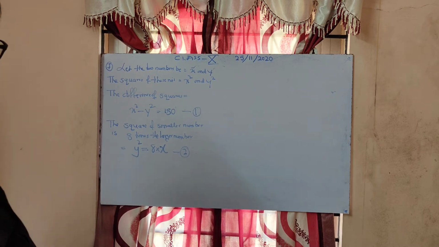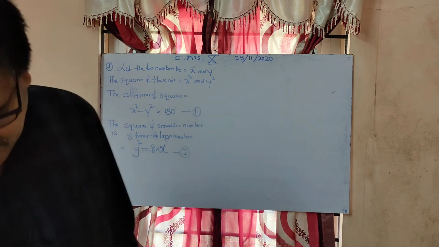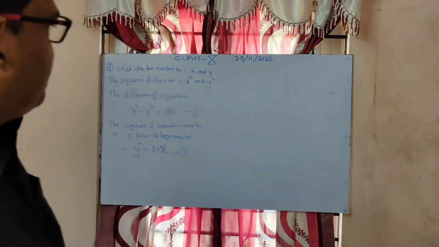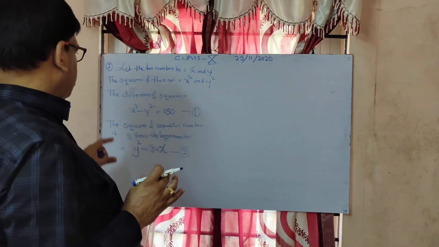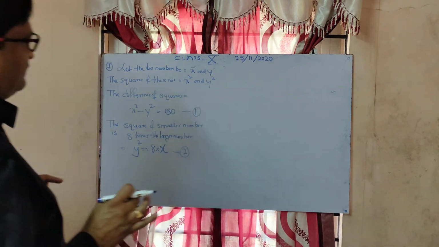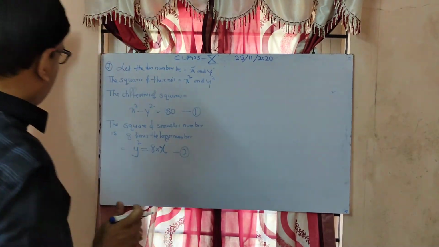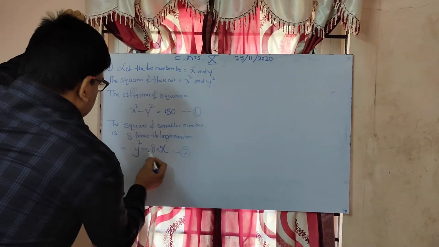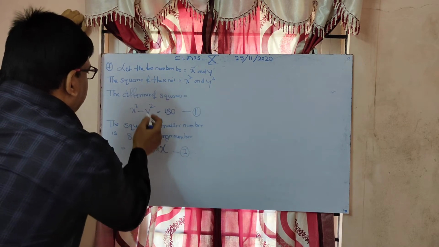Now, what we have to do now? What is the question now? Find the two numbers. This is all they have given. By using these two, we have to get the values of the numbers, that is x and y. Now you can see y square is equal to 8x. Here y square is there. In the place of y square, put 8x.